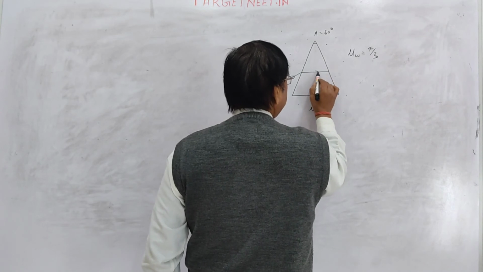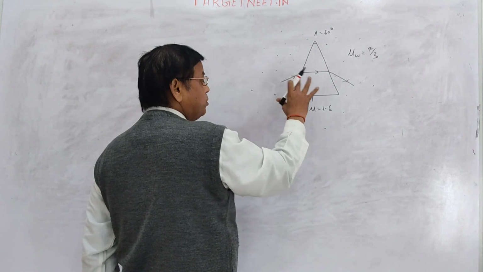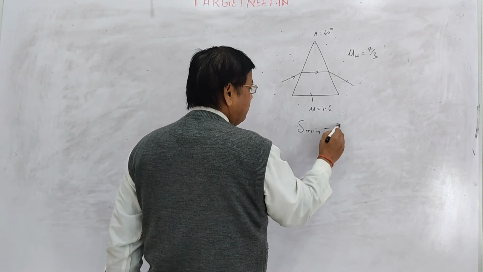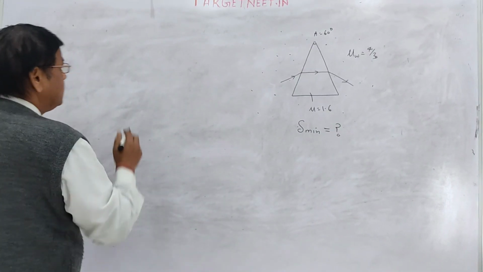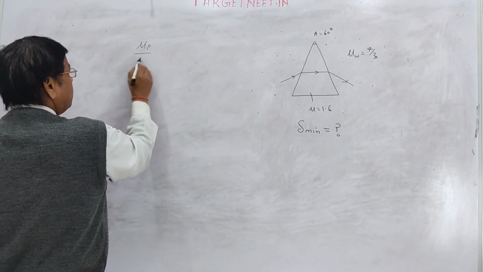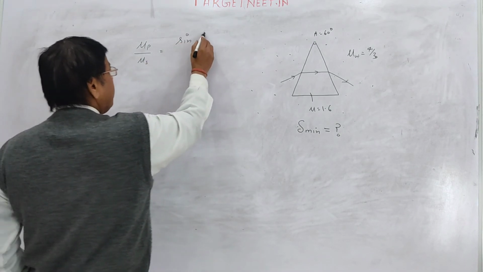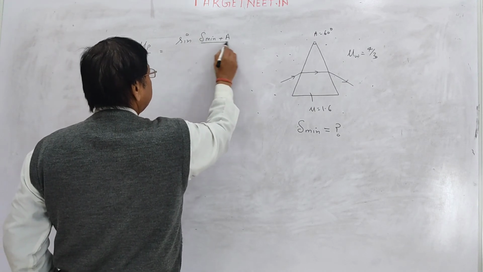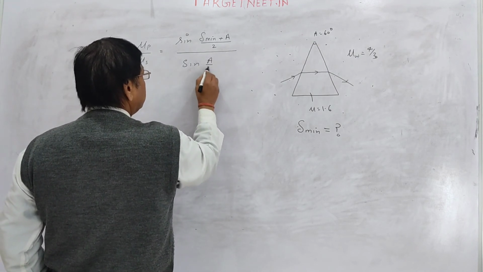It is kept in minimum deviation position, means refracted ray is parallel to base, so deviation produced is minimum. What that minimum deviation is, that we have to find. So you know prism formula. Prism formula is refractive index of prism material upon refractive index of surrounding is equal to sine of angle of minimum deviation plus A/2 upon sine A/2.